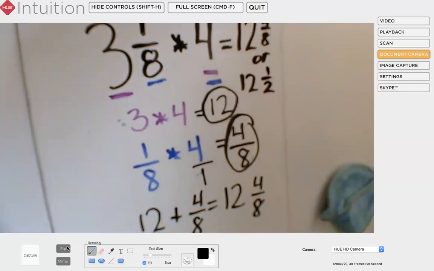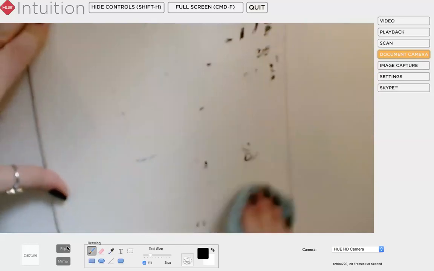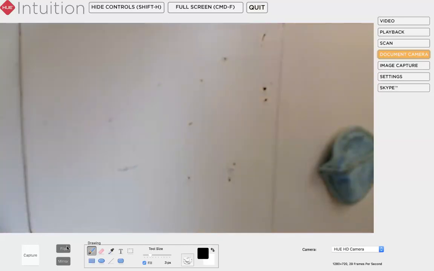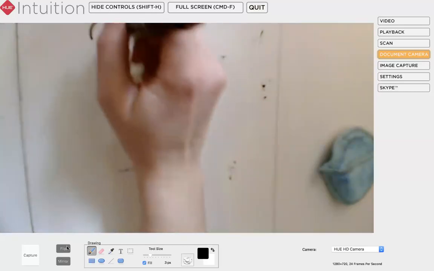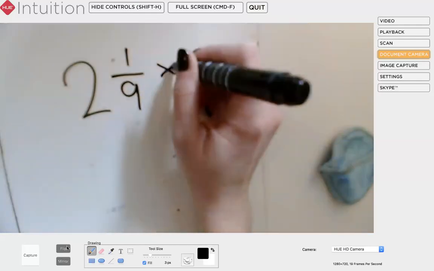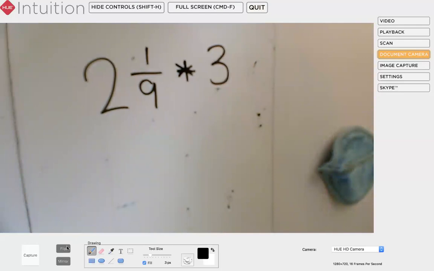Let's see if we can do another example like this together. Go ahead and erase your board or get out your scrap paper. Let's try this one. 2 and 1/9 times 3. 2 and 1/9 times 3.